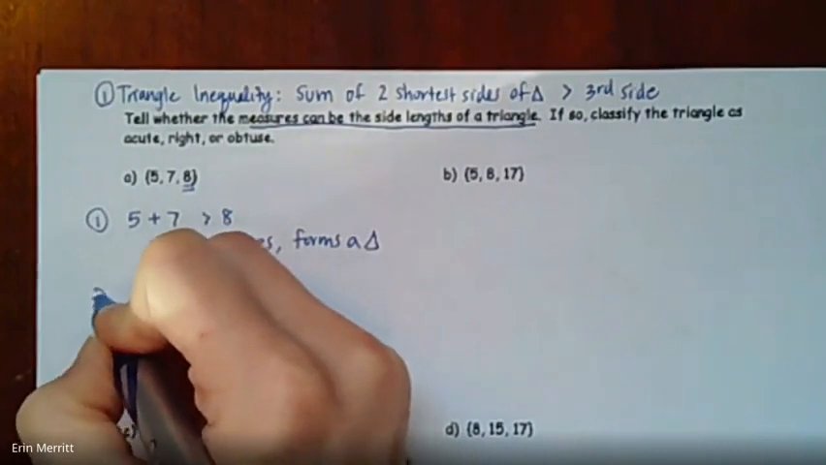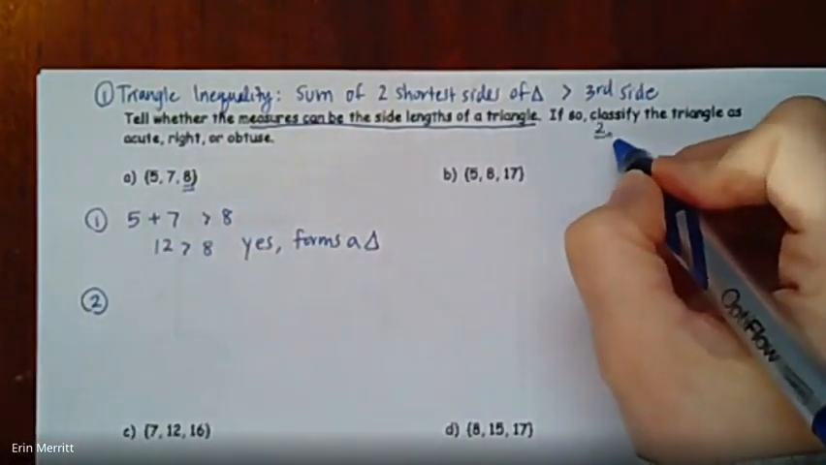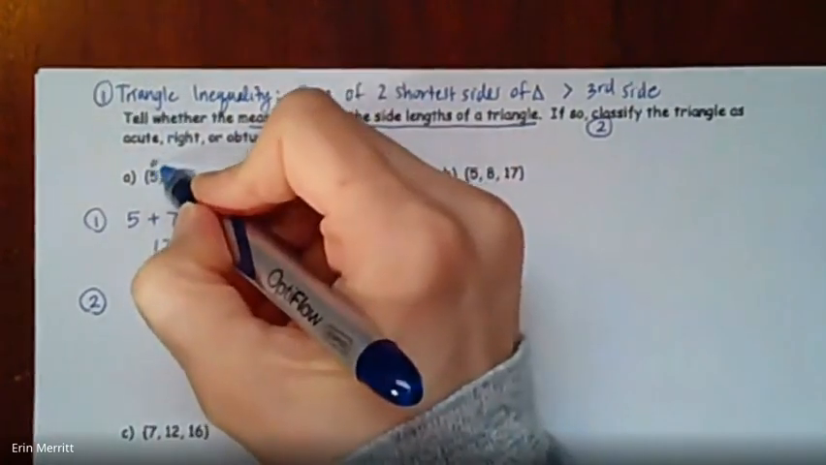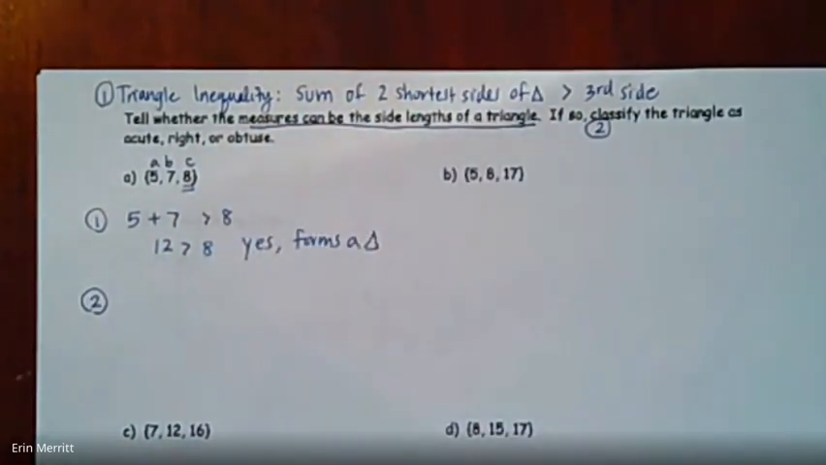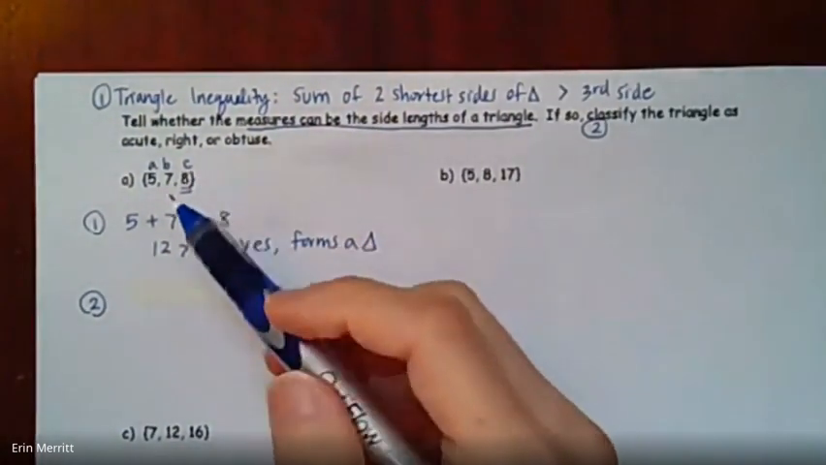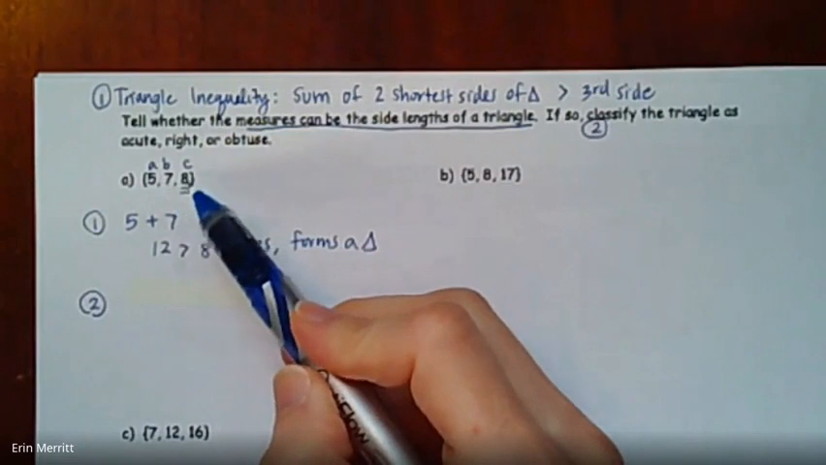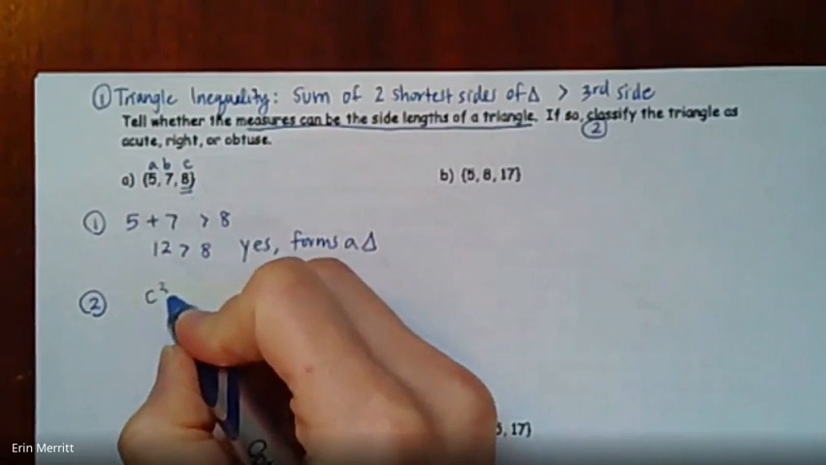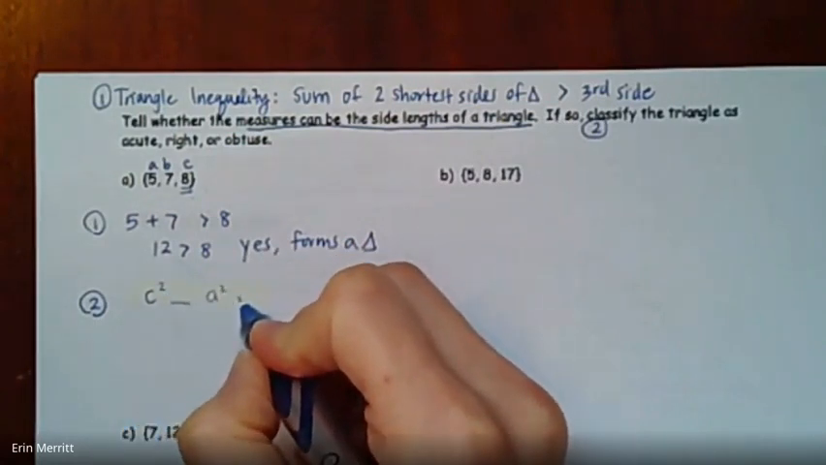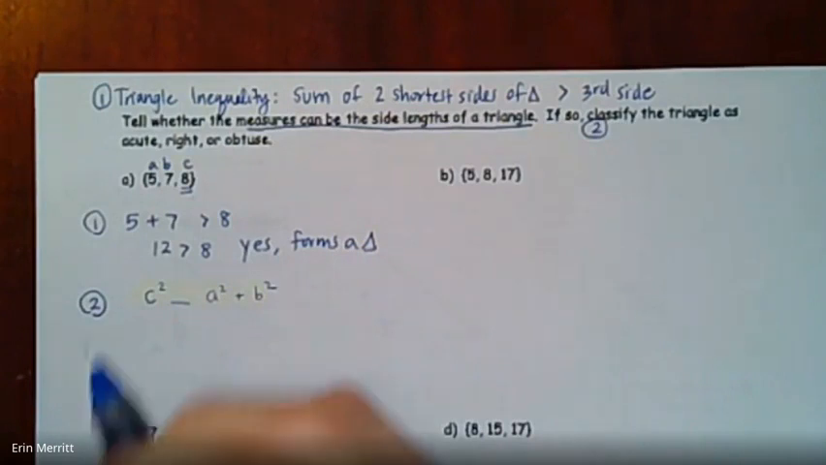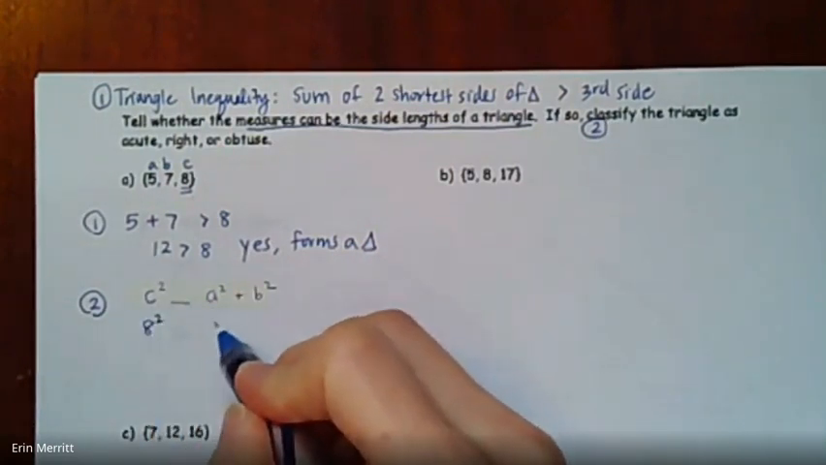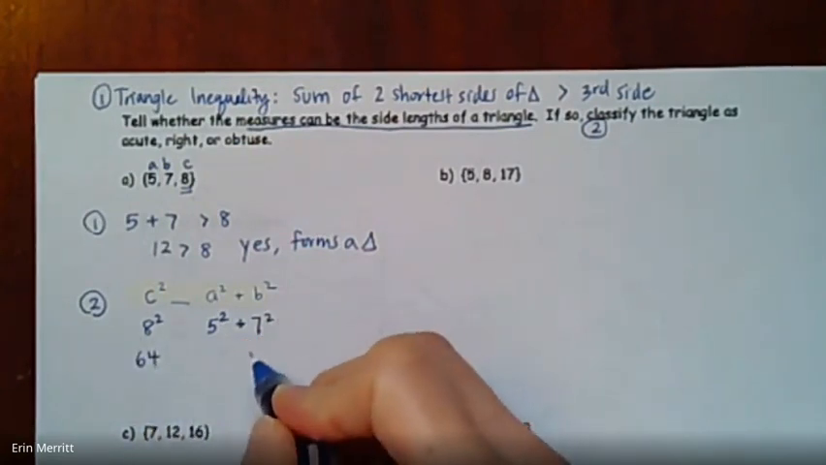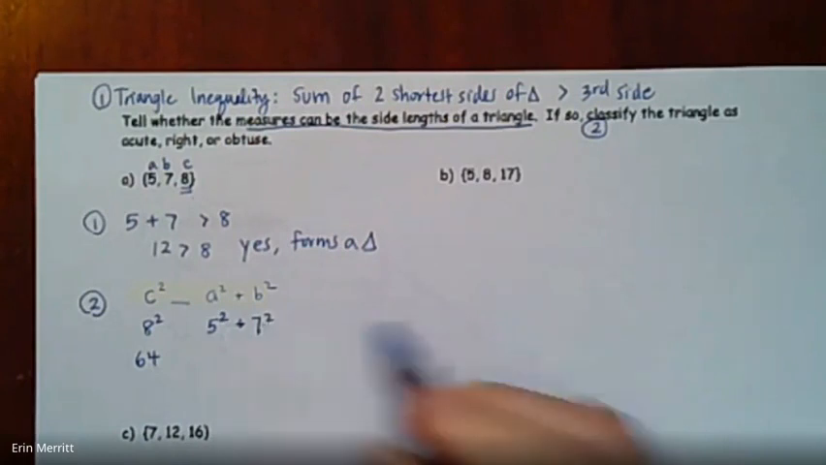Then step 2 is going to be to classify the triangle as acute, right, or obtuse. Here's the new step. Treat the shorter two sides as the A and B, and the longest side as your C. So A is 5, B is 7, C is the 8 there. I'm going to plug it in, and let me write it the way it looks on the first page. C squared, we're going to compare to A squared plus B squared. 8 squared over here, and 5 squared plus 7 squared. This will give me 64. This is 25 plus 49.